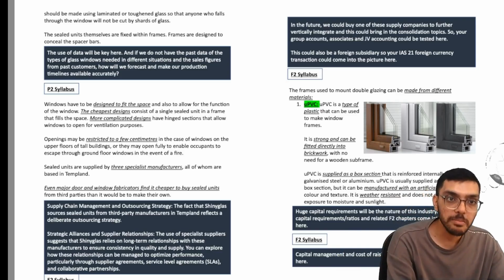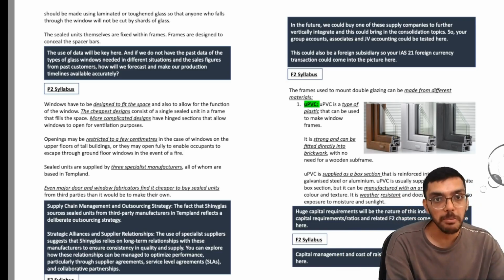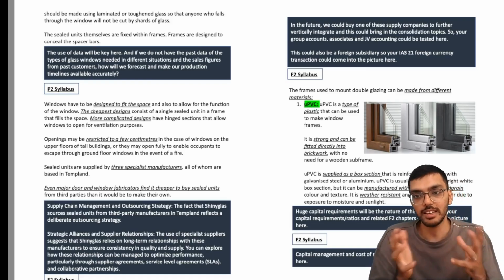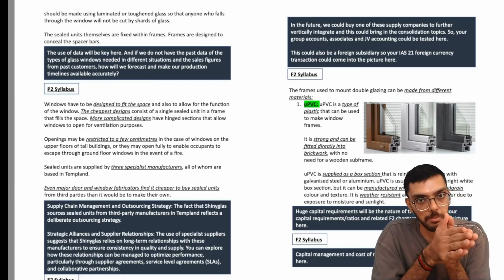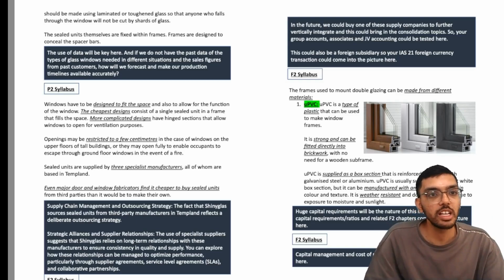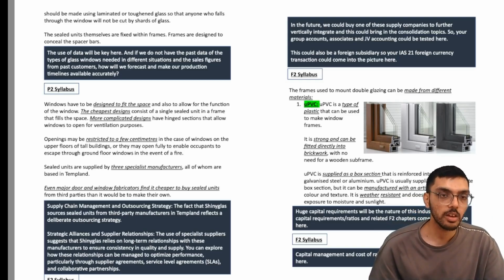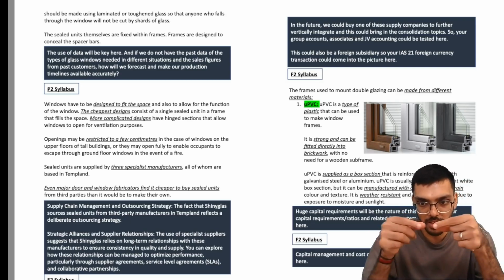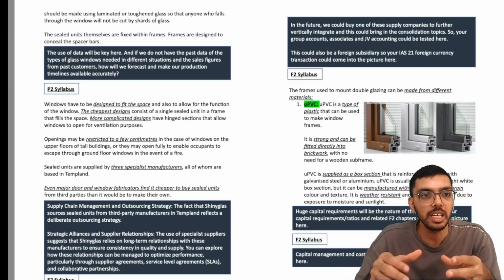The sealed units themselves are fixed within frames. So any glass that you have is fixed within a frame. And frames are designed to conceal the spacer bars, so that the spacer bars are concealed and it looks like a complete product.